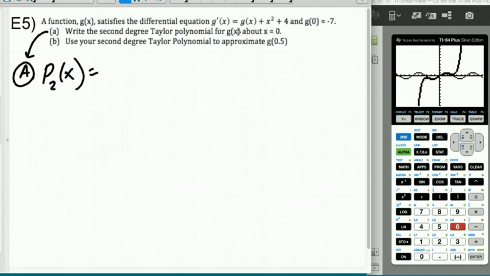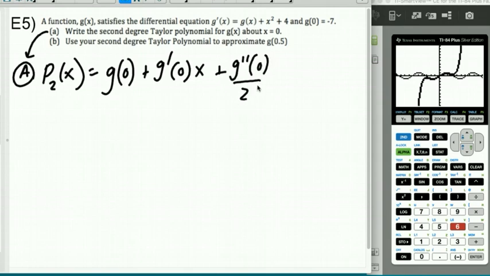Well, this is for g of x about 0. So it's going to be g of 0 plus g prime of 0 times x minus 0 plus g double prime of 0 over 2 factorial times an x squared. Once you know that, you realize that you just need to find these values. Well, I already know g of 0, it was given. So this is a -7, that's great, right?